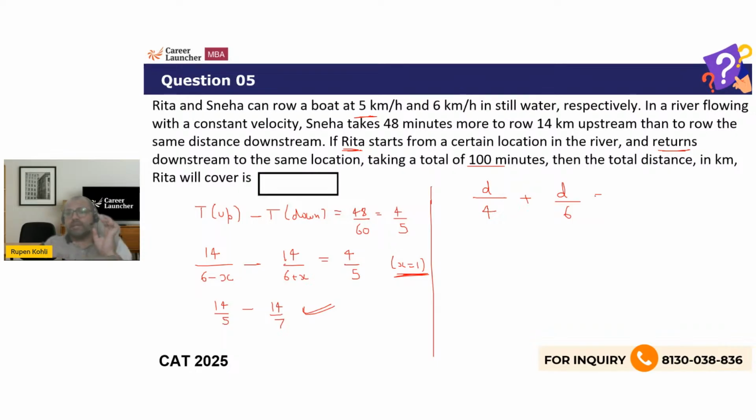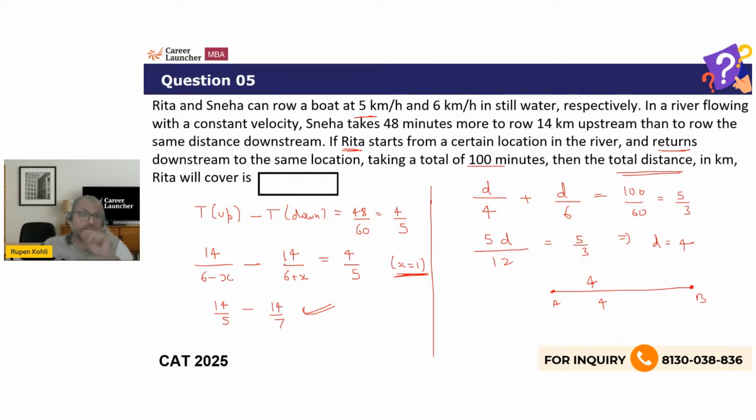And this total time is 100 minutes, which is 100 by 60 hours, which is 5 by 3 hours. So from here d will come out, so LCM is 12, 4 and 6 12, 3 plus 2, 5 by 12 of d is 5 by 3, 5 cancels, 12 by 3, so d is 4. But remember, d is the distance from one end to the other, but she is doing a back and forth between some point a and b, right? So therefore 4 on each side. So remember, the question is asking the total distance Rita will cover, which is 4 and 4, 8.